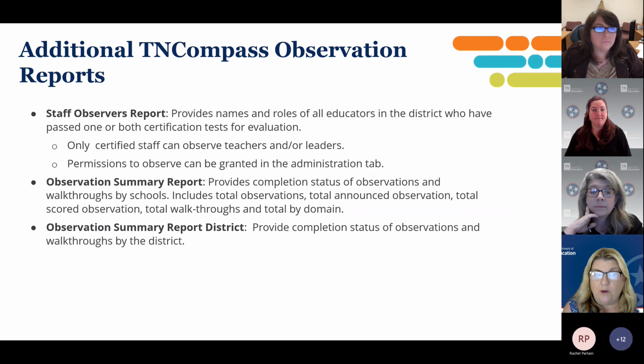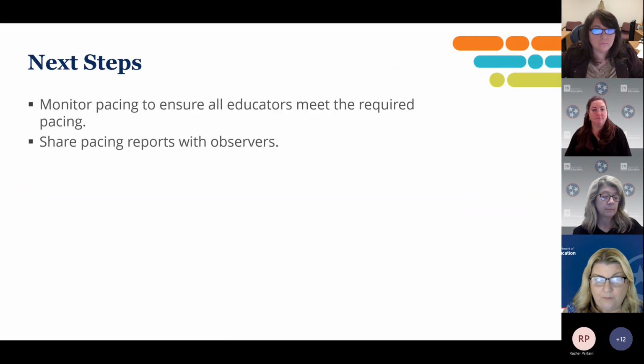The observation summary report for the district is the same report as the observation summary report, but it's just at the district level. So if you want to get a quick snapshot of your district, you can see how many observations have been completed at the district level.